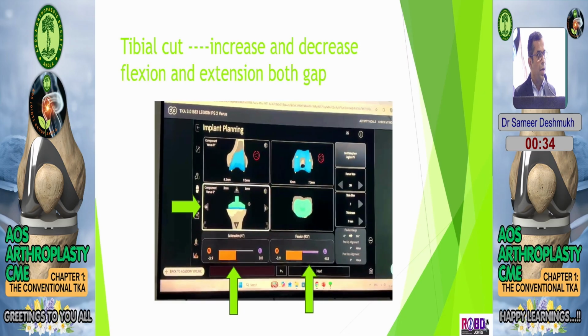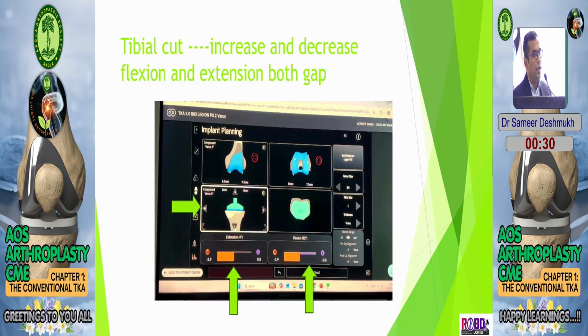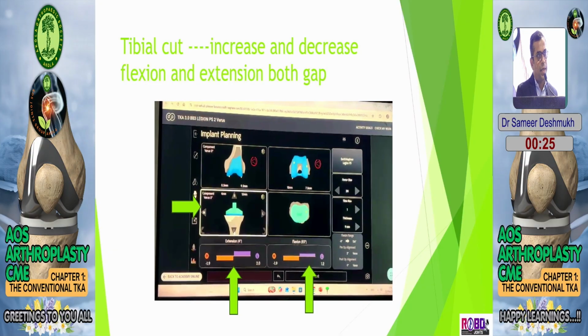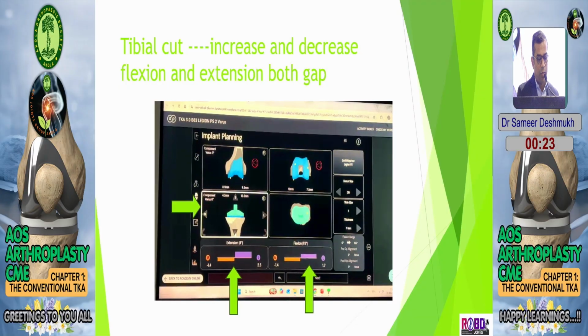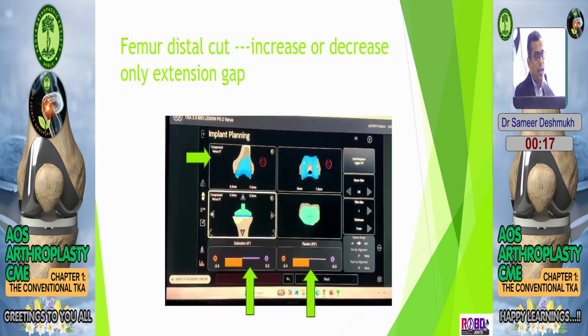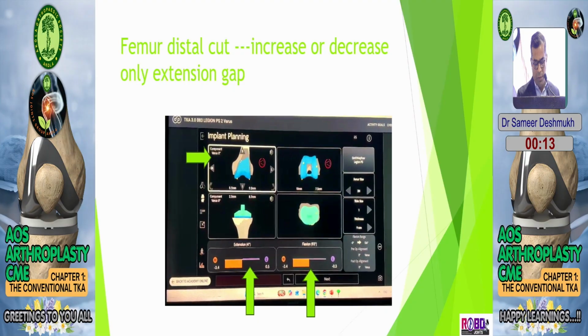This is somewhat what I wanted to discuss. If I take a tibial cut, this is the Corin interface. If I am taking more of the tibial cut, the flexion and extension gaps both are changing, so see the arrows below. If I am taking only the distal femoral cut, see the arrows, only the extension gap is changing, whereas there is no change in the flexion gap.